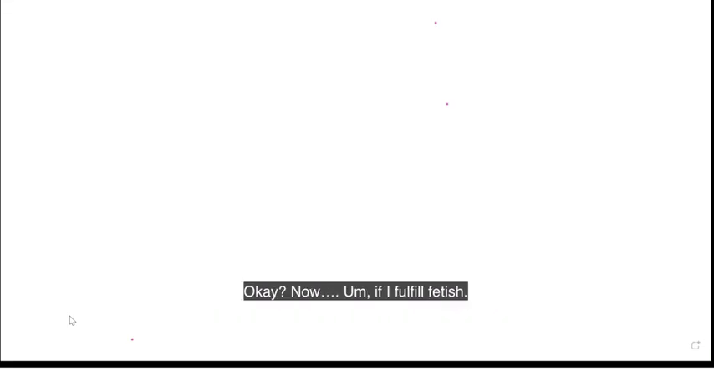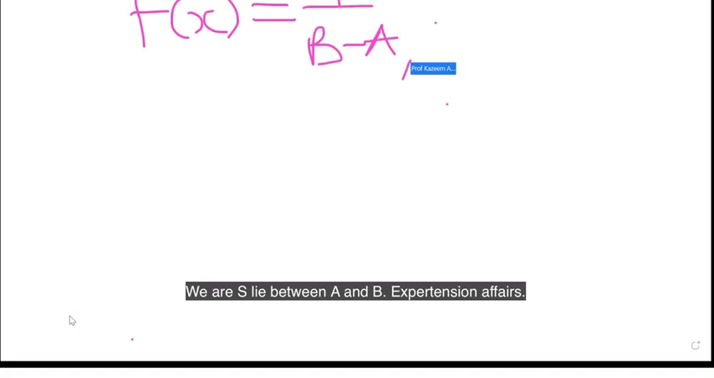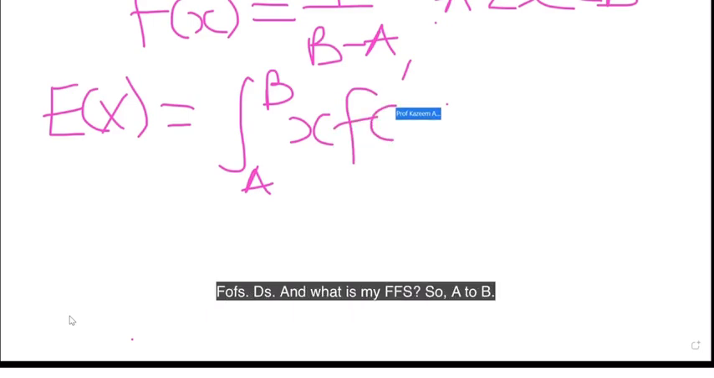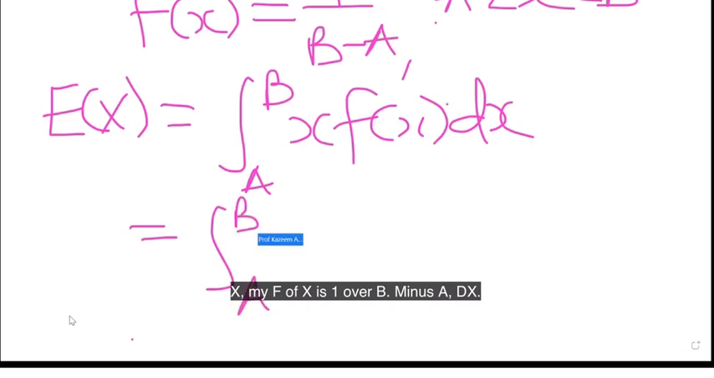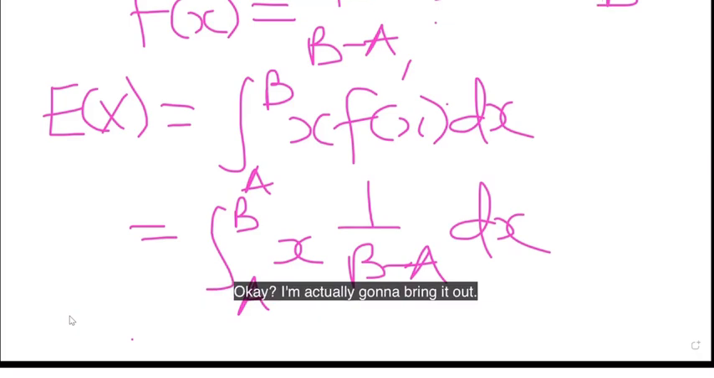I'm actually going to show you that for the mean. Now, if f of x is 1 over b minus a, uniform, where x lies between a and b, the expectation of X is going to be the integral from a to b of x times f of x dx. And what is my f of x? It is 1 over b minus a, dx. Right now 1 over b minus a is a constant, right? I'm going to bring it out.